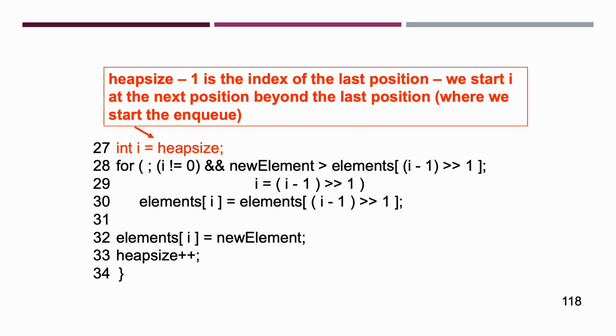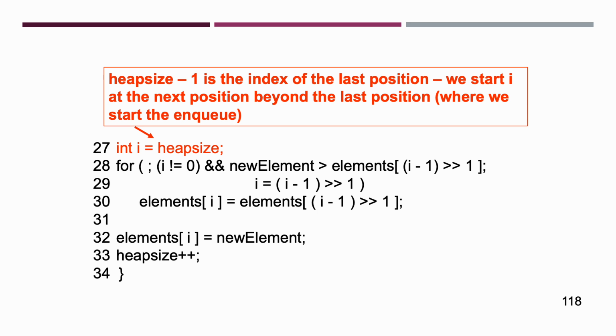Now here we initialize i with heap size, which represents the index of the new position beyond the last element in the heap. Remember, heap size minus 1 is the index of the current last element. So by starting with heap size, we are setting up to insert the new element at the next available position. Suppose we are adding the value 30 to a max heap. If the last element is at index 4, heap size minus 1, the new element will start at index 5, heap size. The for loop will then check whether 30 is greater than its parent, move it up if necessary, and find its proper position.